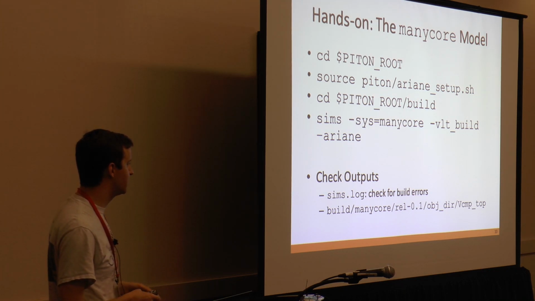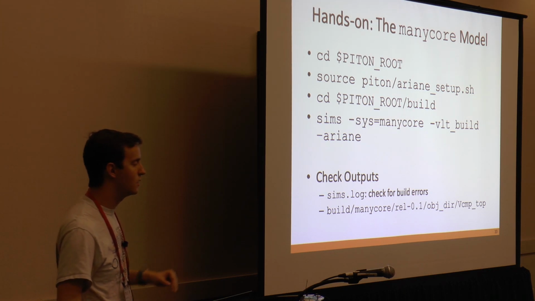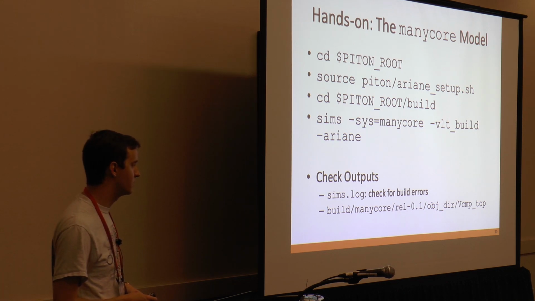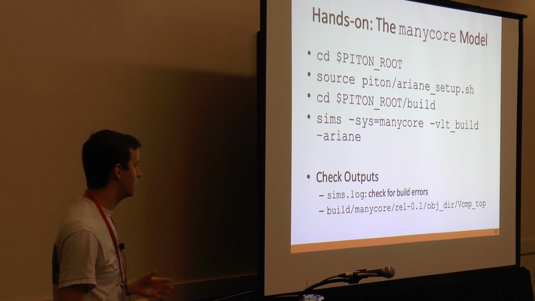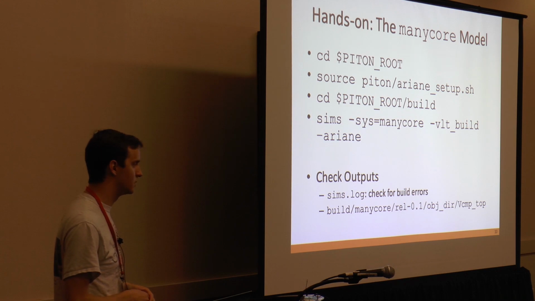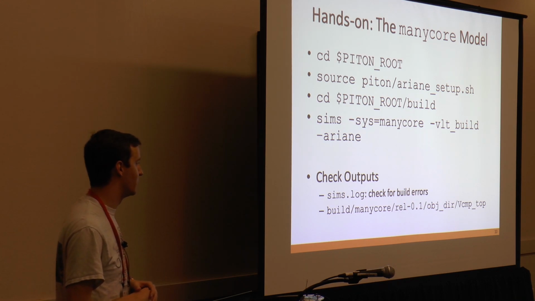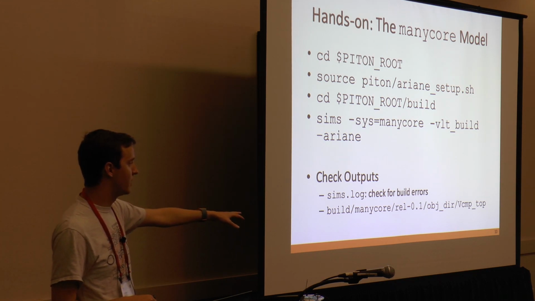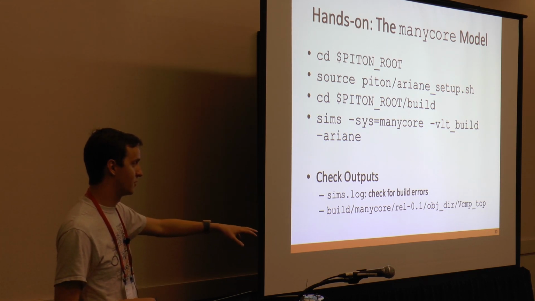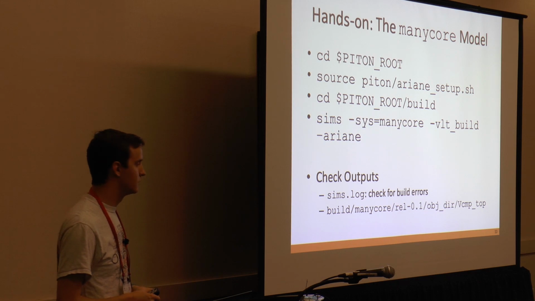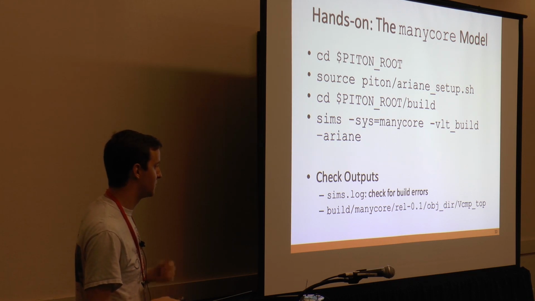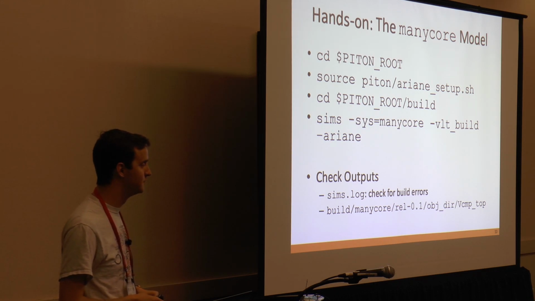So when this script is finished, you can check your sims.log file to check for build errors. Again, you're looking for that sigdi command, but if you don't see any of that, it means it built successfully. And if you want to double check that the build went well, you can go to build Manycore release 0.1 object directory, and you'll see the chip multiprocessor top file.